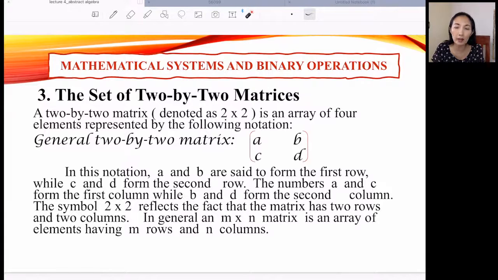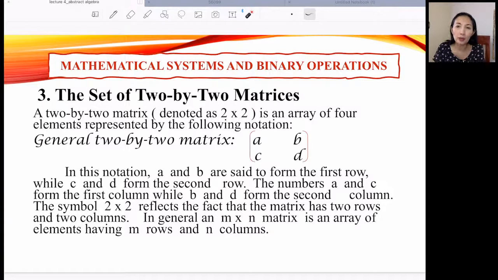Last meeting, we discussed binary operations and some mathematical systems and the operations defined on those mathematical systems. If we look back, we started by defining a binary operation as a function or a mapping from S to S such that two conditions must be satisfied. First, it has to be well-defined and unique. And number two, the set is closed with respect to that operation.